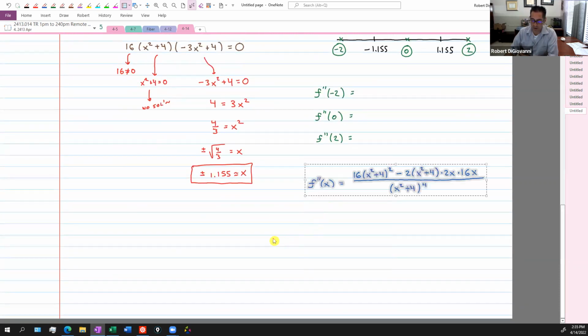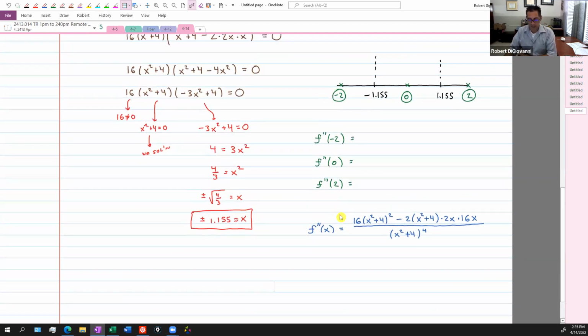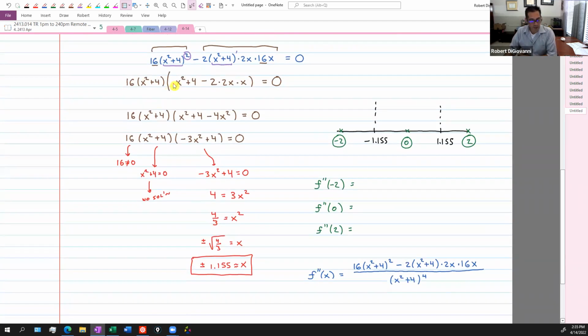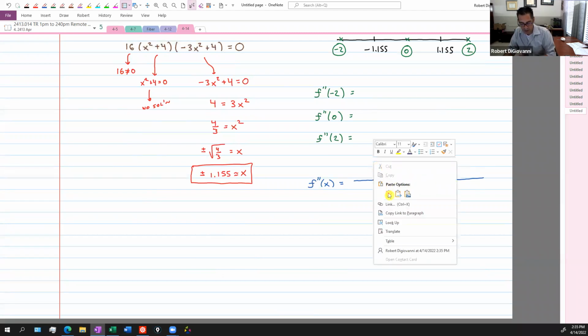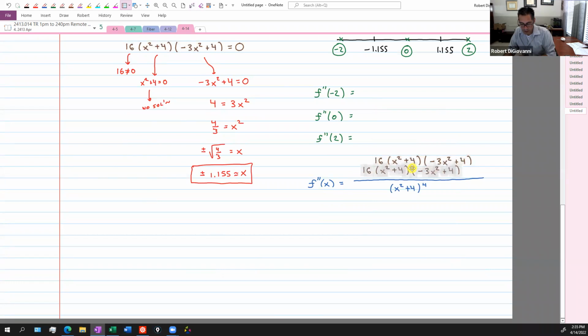Here's my second derivative. I got to plug those numbers in there, but I'm going to use the fact, didn't we take the numerator over here and do all this work and factor it down to this? So I'm going to take this and put that in the numerator instead. The reason I'm doing that is because this is much easier for me to plug numbers in and tell what's going to happen. See, 16 is always positive.